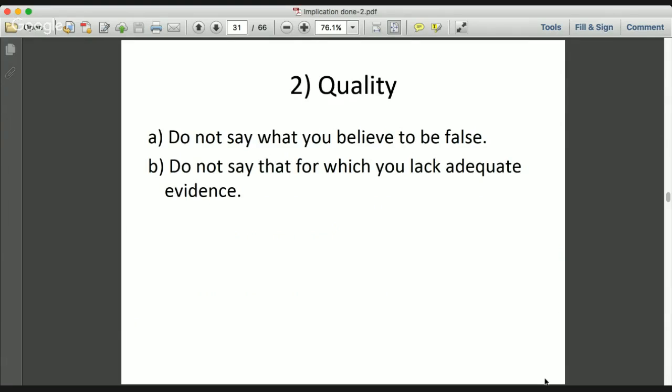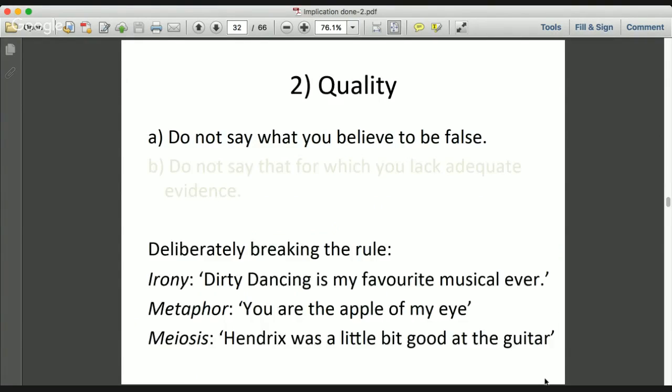And quality, right? Quality part A saying don't say what you believe to be false. So here's deliberately breaking the rule, which is he thinks this is what irony, metaphor, and this thing he called meiosis is. So irony, I could say something I deliberately believe to be false, which is that Dirty Dancing is my favorite musical ever. Right? It's not, in case you're wondering. So that's me being ironic, is saying something that I believe to be false.